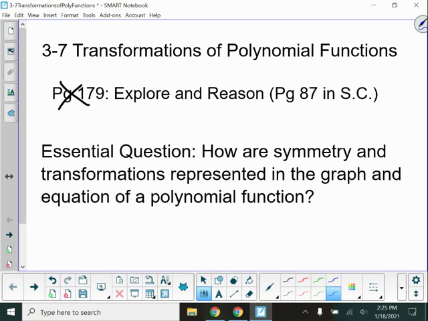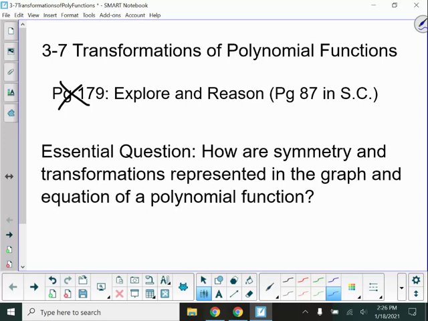This is your lesson for 3-7, transformations of polynomial functions. And we're really only looking at a very small part of 3-7. I'm not going to go back and revisit a lot of the transformation stuff that we did back in chapter 1. However, we are going to focus on symmetry and the idea of even and odd.